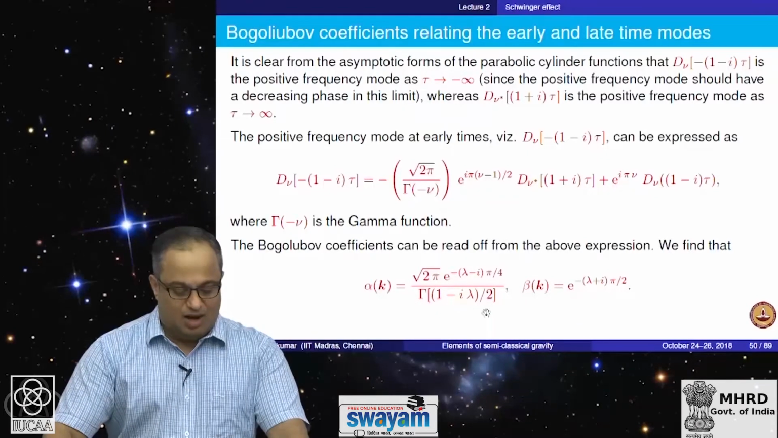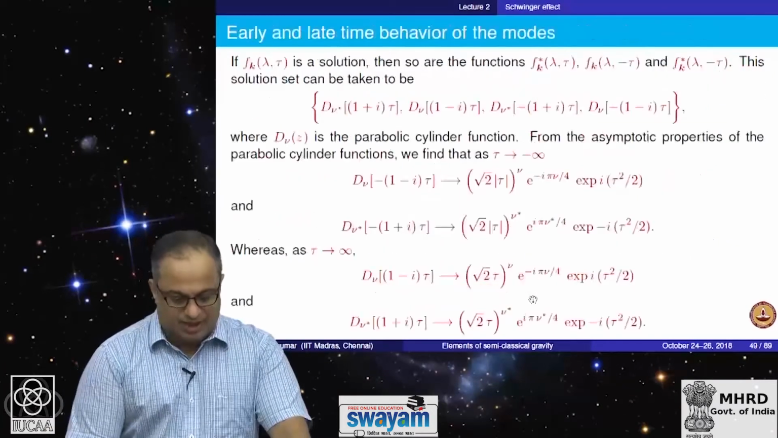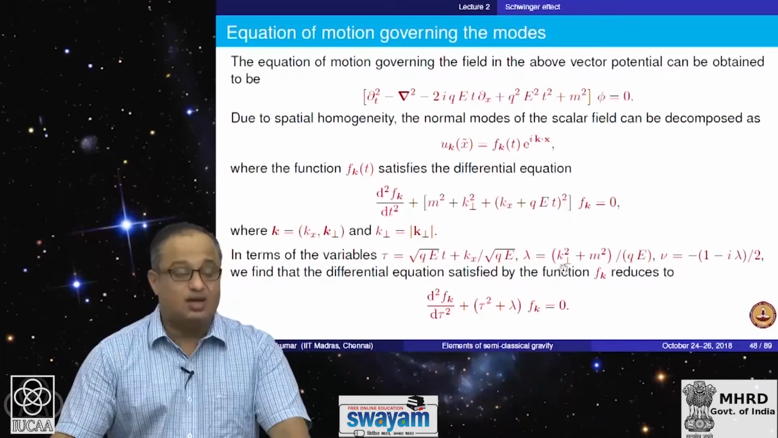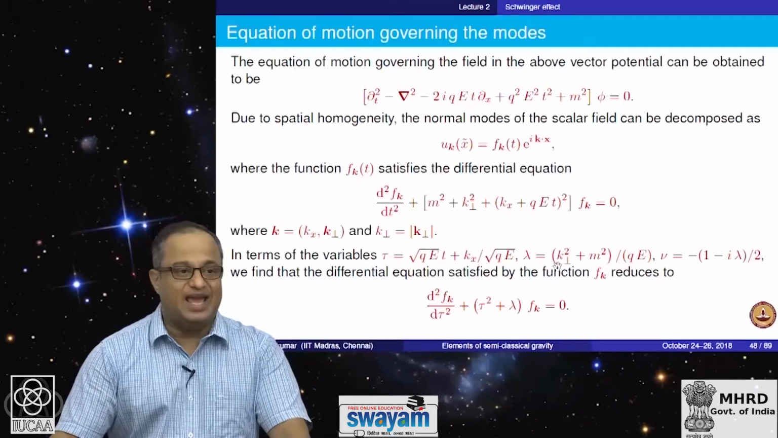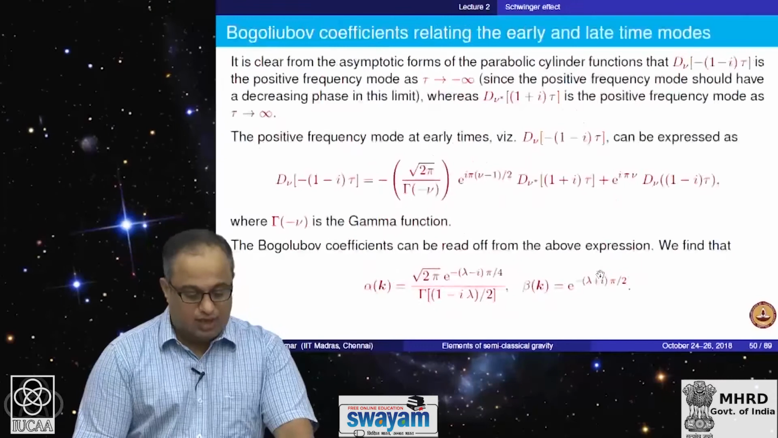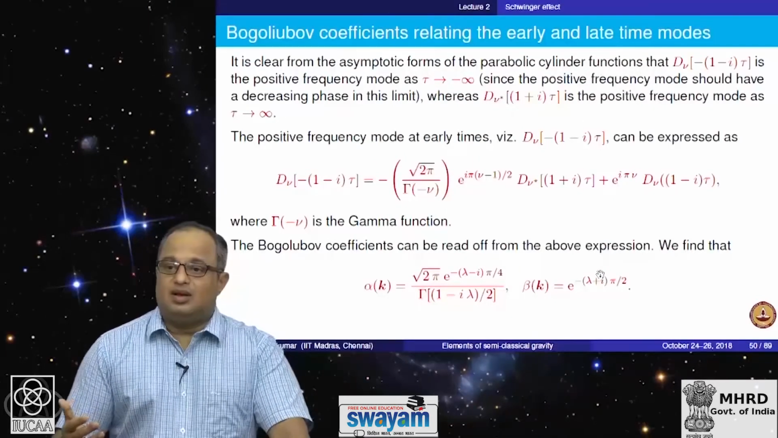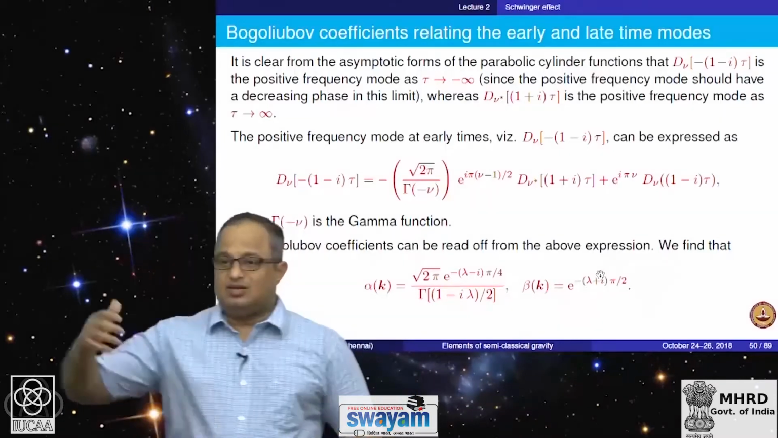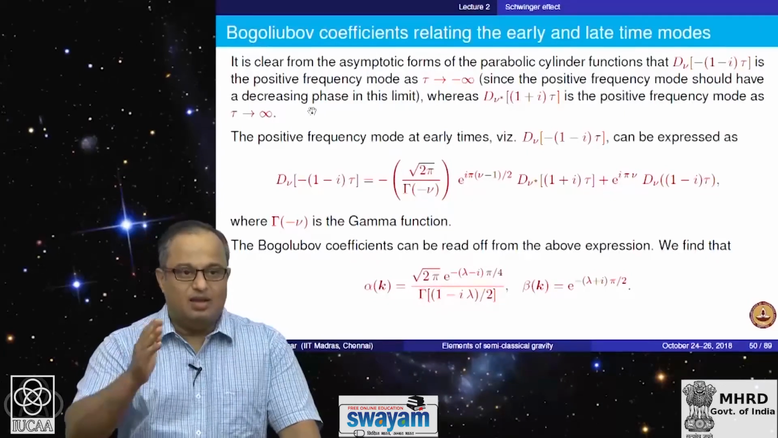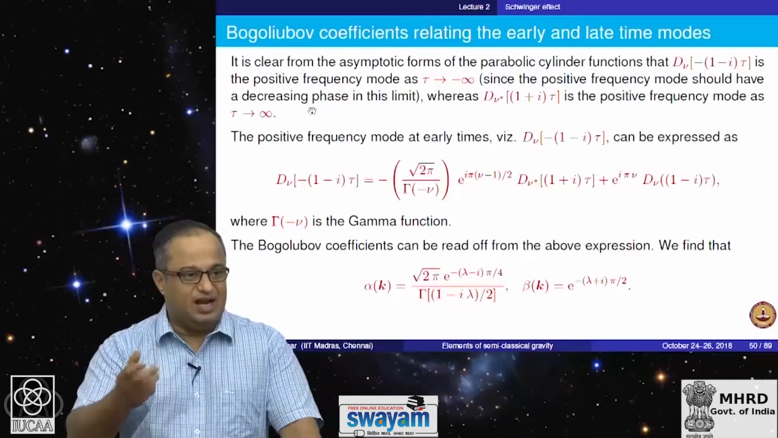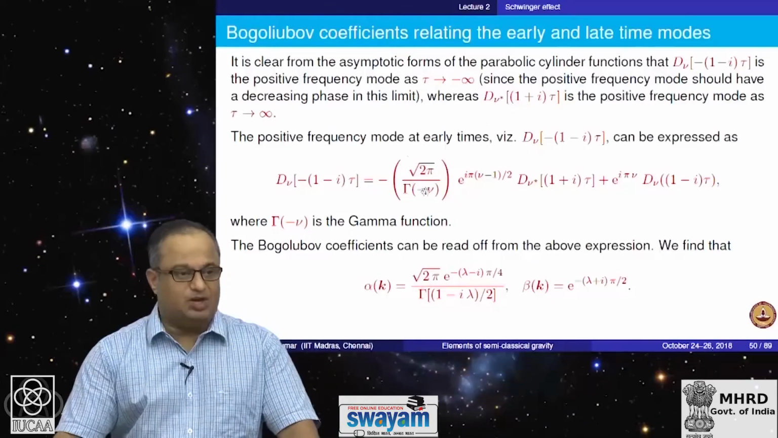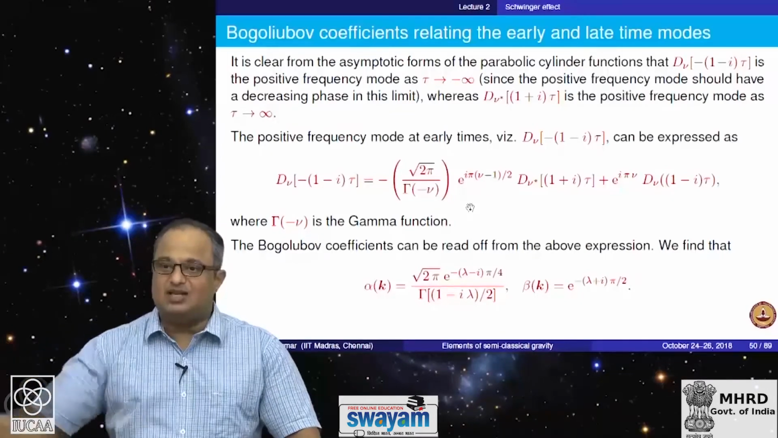And remember lambda is given by this expression. There is no k_x present in lambda, it is only k perpendicular, which is k_y and k_z, and the mass which appear. And remember, if you try to calculate the number operator, I can define an annihilation operator with respect to this positive frequency mode, which happens at late times.